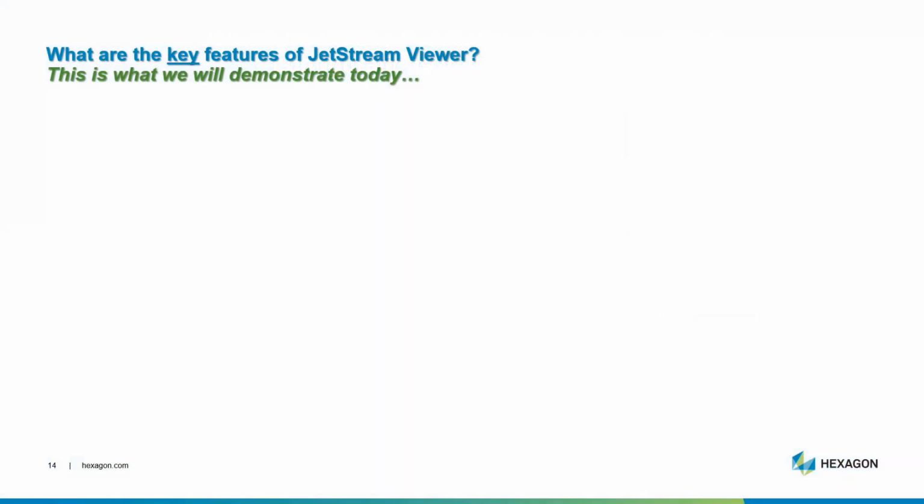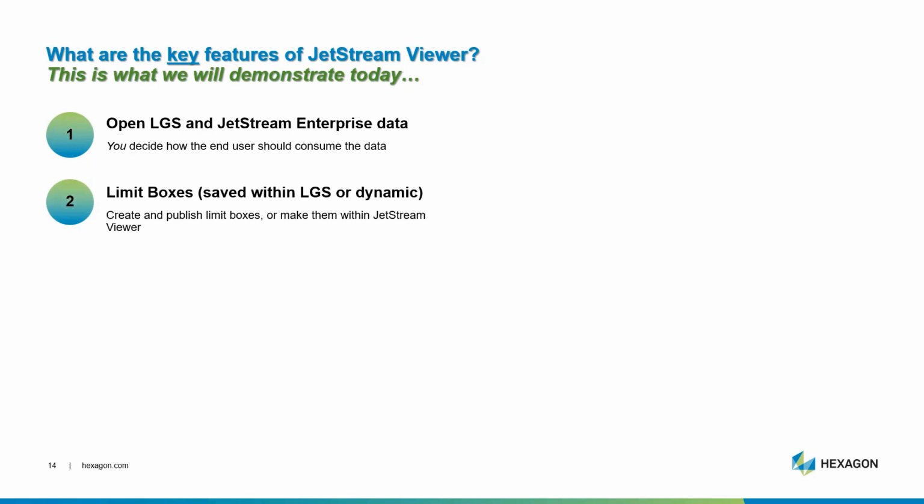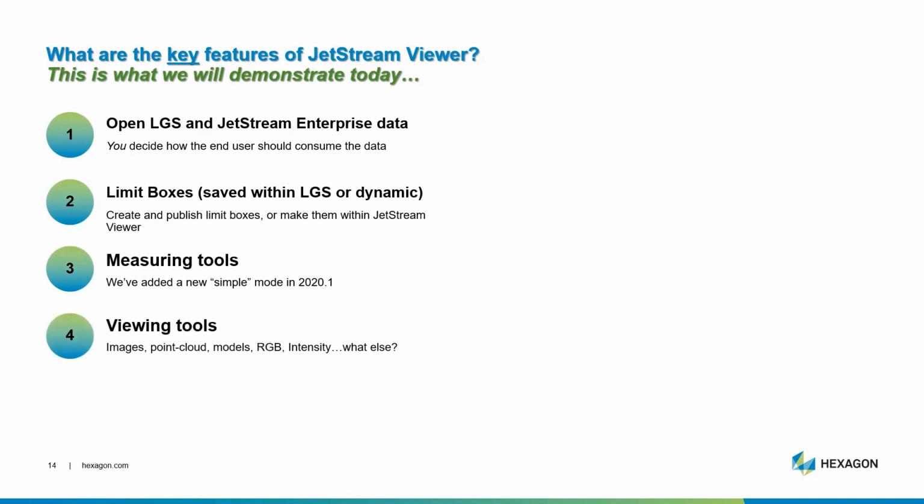So what are the key features of JetStream Viewer? And this is what we're going to go through today. So firstly, as I said before, you can open those LGS files and the JetStream Enterprise data. We've also got the ability to create limit boxes directly within JetStream Viewer, or we can also read in any predefined limit boxes that we've created at our preparation stage. We've got measuring tools, so we've added a new simple mode in 2020.1. We've also got various viewing tools, so whether you want to view the images, the point cloud, the models, the RGB, the intensity, perhaps you're using the BLK360 and you want to measure temperature, for example, and you have a temperature layer from the IR sensor on there, that would also be embedded.